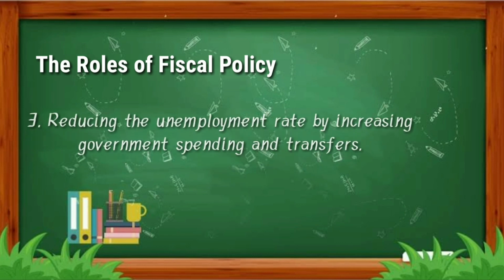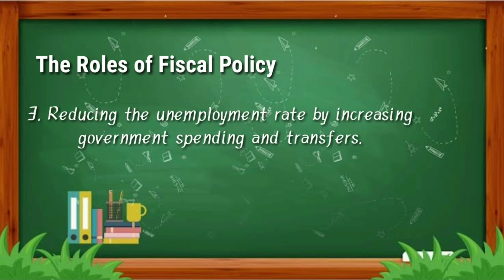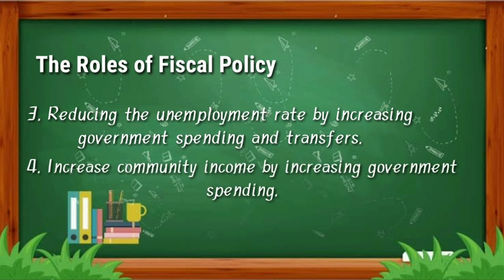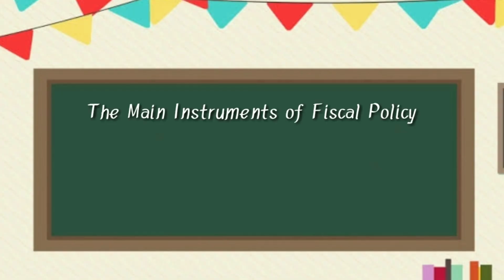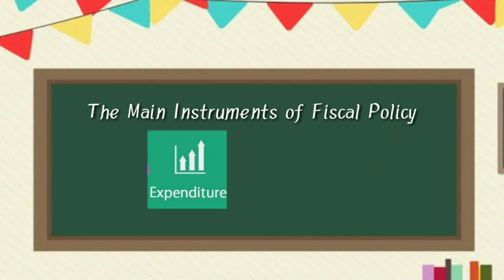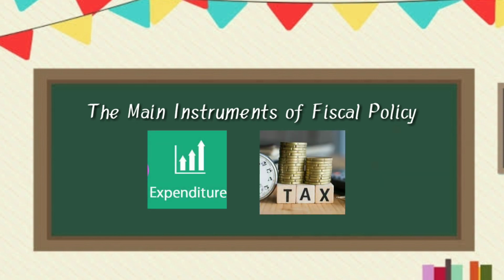Reduce the unemployment rate by increasing government spending and transfers. Increase community income by increasing government spending, such as procurement of road, bridge, government building construction project, or buying military equipment, hospital, or office. Fiscal policy has the main instruments. They are expenditure and tax.